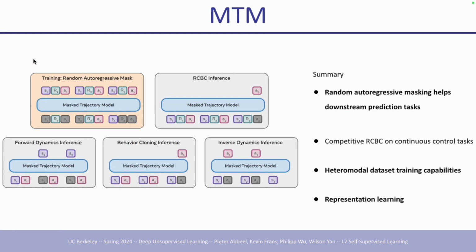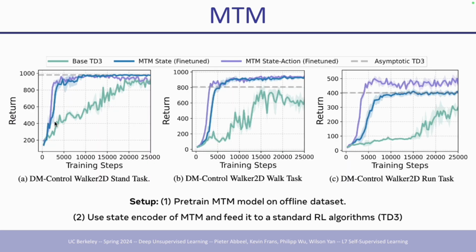So the procedure is effectively we pre-train with some random masking using an MAE type of approach on these trajectory level data. And then downstream, we try to test how well these representations work. And that's what's being done here. So the setup is we have some offline data set of the robot doing a variety of different things. And we pre-train on these trajectories.